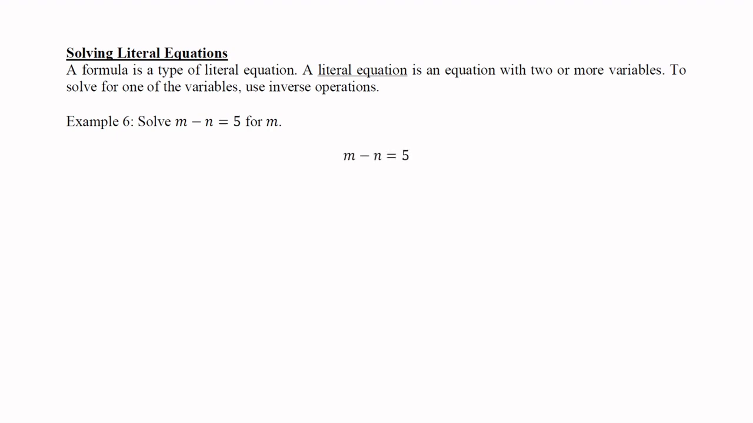To do this, we've got to get the minus n off of the left-hand side. And we're going to do that by adding n to each side. And that gives us m equals 5 plus n. And so now we have solved our equation for m.